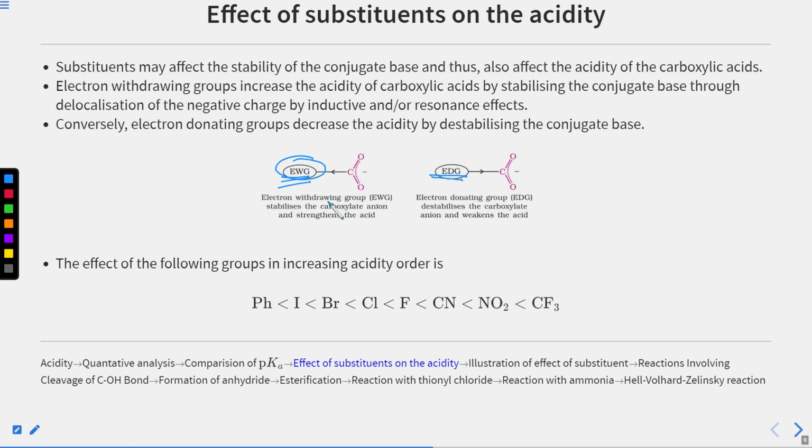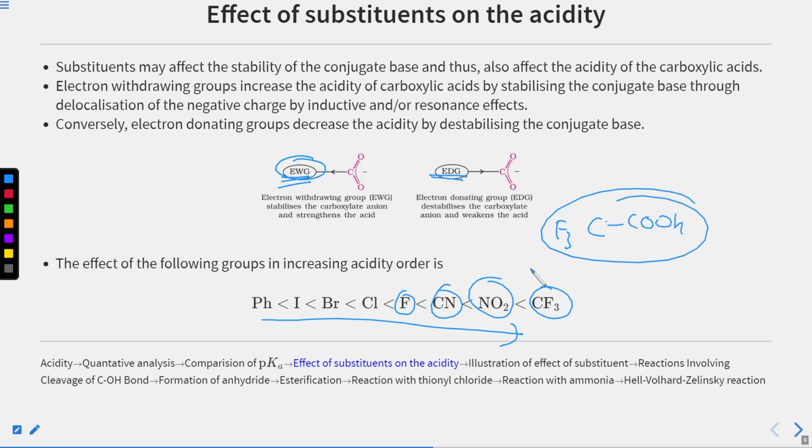Now let us look at the acidic order. Okay, the following groups in the acidic order. So what happens if we introduce this CF3 or NO2 or CN and F on the alpha position? So what happened due to the introduction of this? The acidic nature increases in this fashion. Suppose we have CF3COOH, then this would be more acidic as compared to if we have NO2 here. Then we have CN, F, Cl, Br, I, Ph. So I would suggest that you try to remember this series.